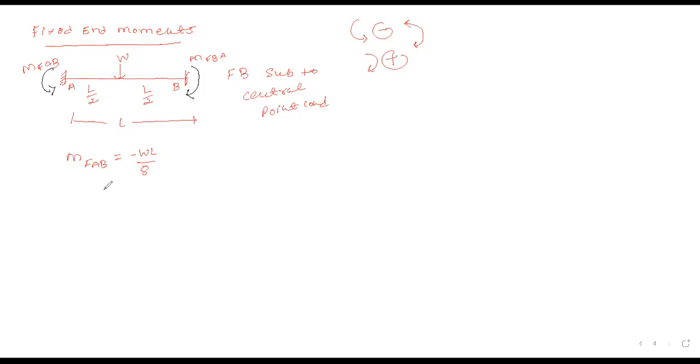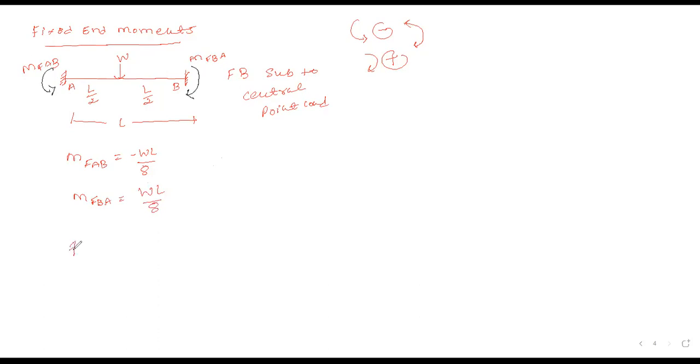Okay, respectively. Right. Now I have discussed here only moment, not bending moment. In the case of plotting the bending moment diagram, there might be a different sign convention. Okay, we'll discuss later on. Similarly, MFBA should be equal to plus WL by 8. I hope it is clear to all of you.